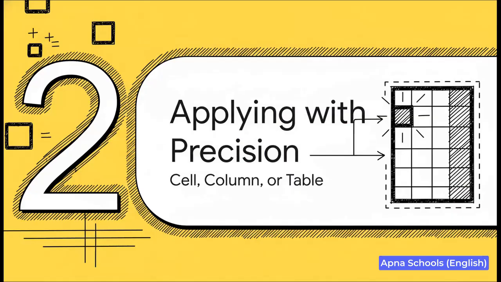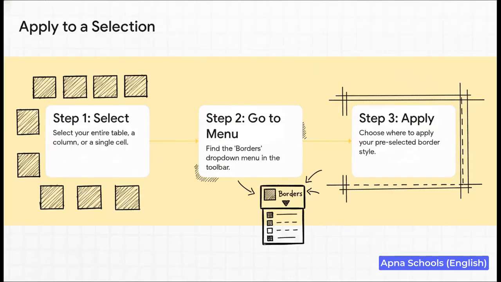And that brings us to the real game changer: applying borders with actual precision. We're going to stop thinking about painting one line at a time and start telling Word exactly what to do with entire sections, whether that's one cell, a whole column, or the entire table at once. And here it is. This is the aha moment. The secret is to first select the part of the table you want to change. Let's just say the whole thing for now.